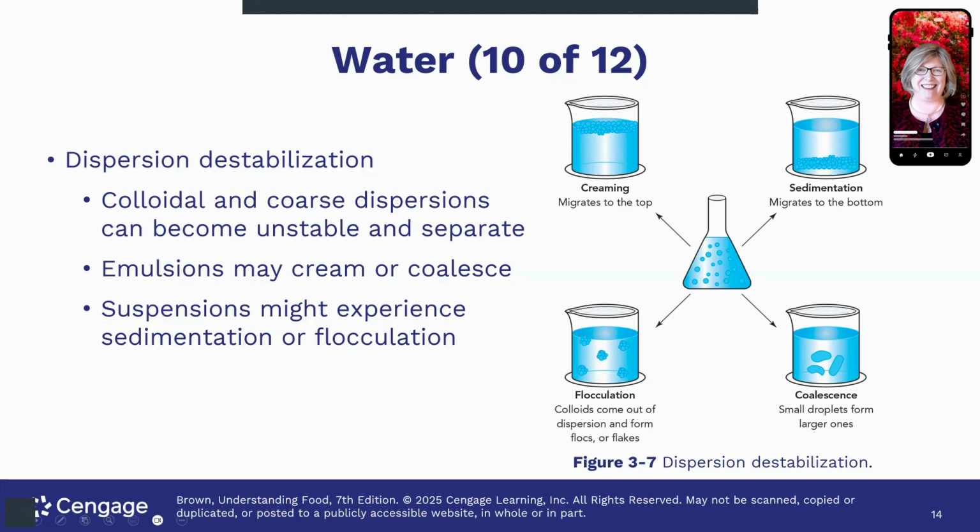You can have sedimentation, where the dispersion breaks down and the sediment migrates to the bottom. You could have coalescence, where you had small drops to start with, but now they have connected to other small droplets, and now you have larger droplets. That's still in the liquid, but they have changed the nature of that dispersion.